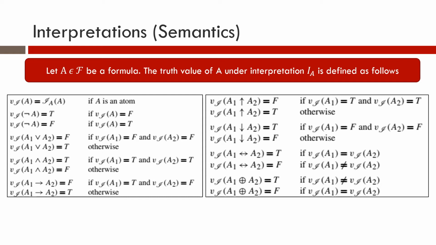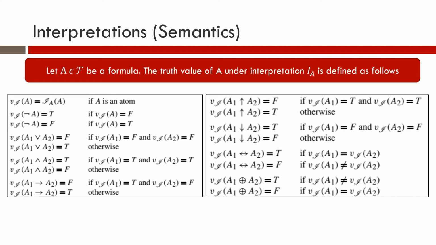In all other cases, the truth value of A1 and A2 will be false. Now, if the operator is implies, the truth value of A1 implies A2 will be false only under one interpretation. That is, we assign the truth value true to A1 and the truth value assigned to A2 is, say, false. Only in that case, A1 implies A2 will be false. In all other cases, the truth value of A1 implies A2 will be true.